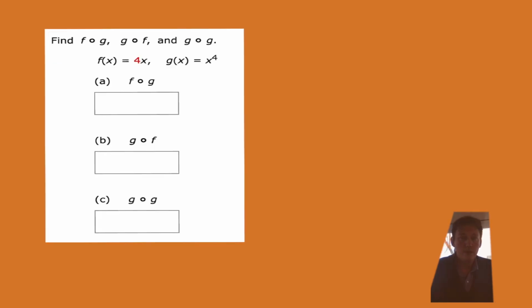The last two questions deal with composition of functions. In the first question, or in part A, you were asked to find f of g of x, which is just another way to write f circle g. So what we're going to do is take g of x and replace the domain of f of x with g of x. We're going to plug it into f of x. So as you can see here, we have 4, and then instead of x, I'm going to write my g of x, which is x to the 4th.